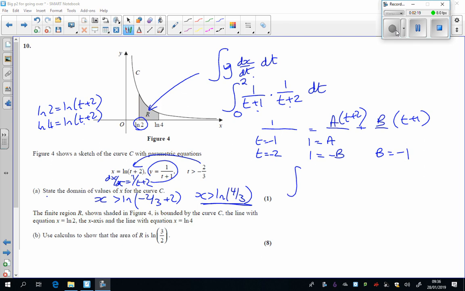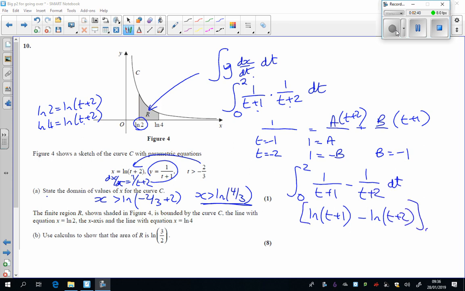The integral we're trying to do is the integral from 0 to 2 of 1 over t plus 1 minus 1 over t plus 2 dt. So this integral is easy now. Finally we can do it. This is the ln of t plus 1. This is the ln of t plus 2. This is between 0 and 2. Let's merge these together into one ln, because when we're taking away our ln's, we divide the algebra.